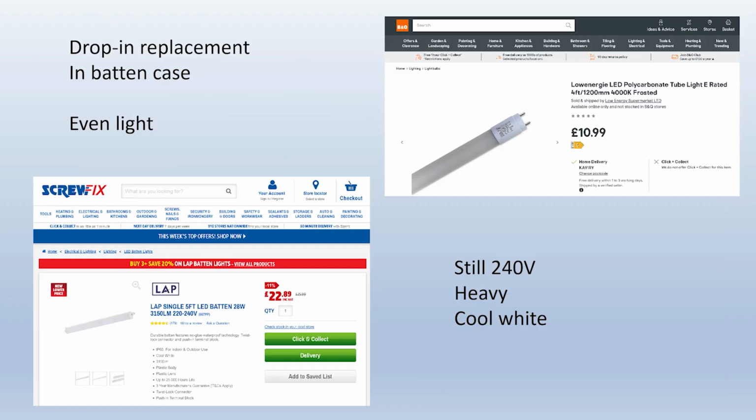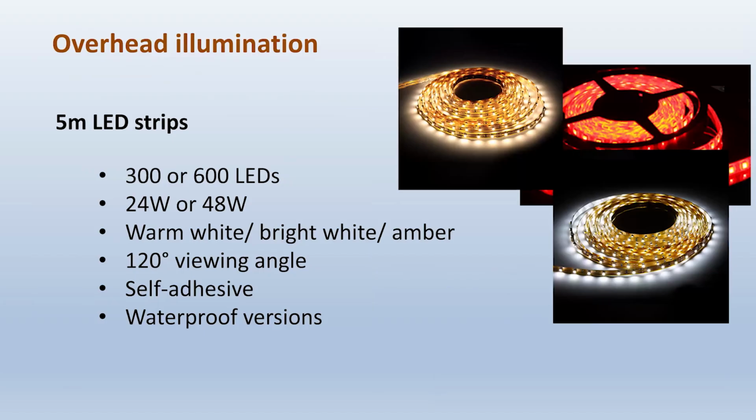If you're not replacing fluorescent tubes with LED versions, you can buy what you see on the left-hand side, which are LED battens. They give you an even light, and it's already encased in its own body. Relatively cheap. But of course, the problem is, again, you're still working on mains, and it's still relatively heavy. So that has led to people using LED strips for overhead illumination.